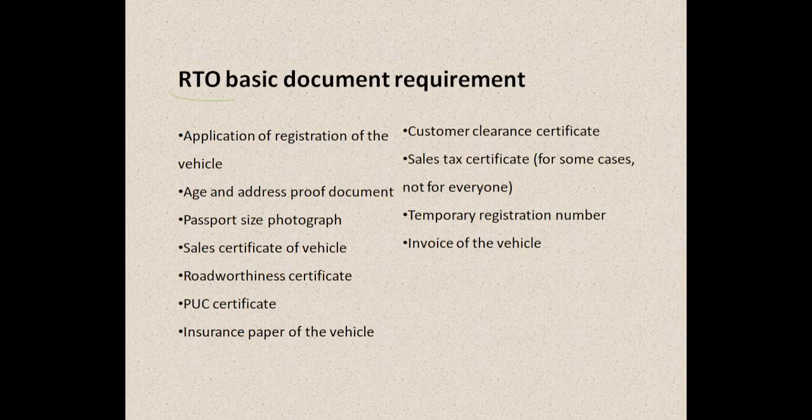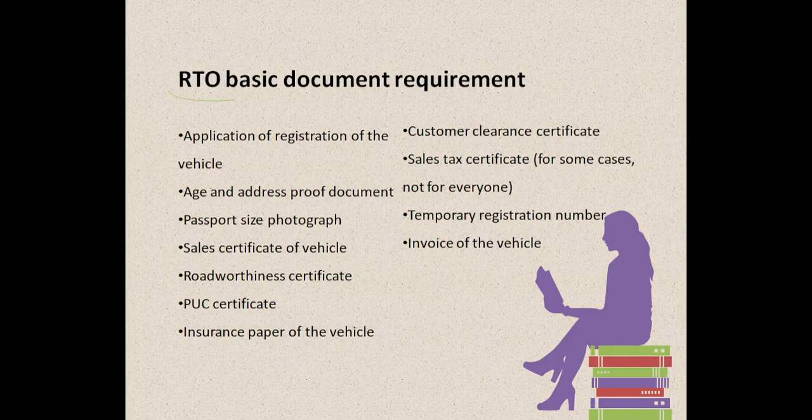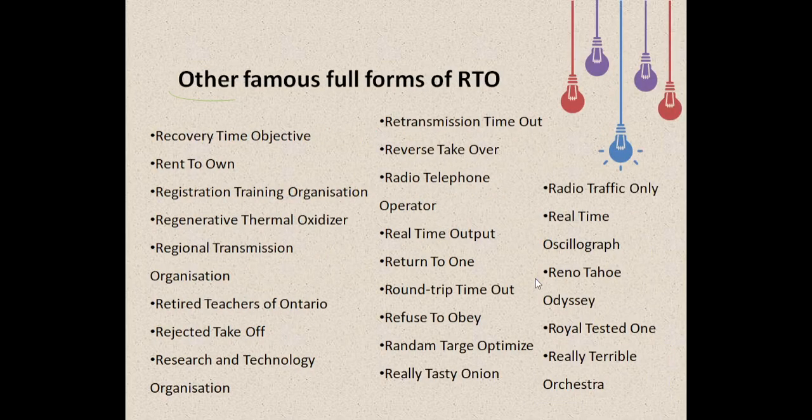which documents are required for RTO? It is application for registration of the vehicle, age and address proof document, passport size photograph, sales certificate of vehicle, roadworthiness certificate, PUC certificate, insurance paper of the vehicle, customs clearance certificate, sales tax certificate, temporary registration number, invoice of vehicle.